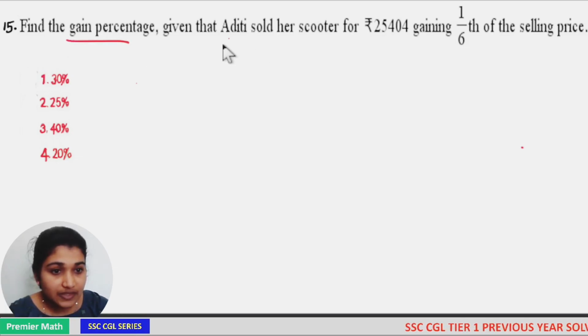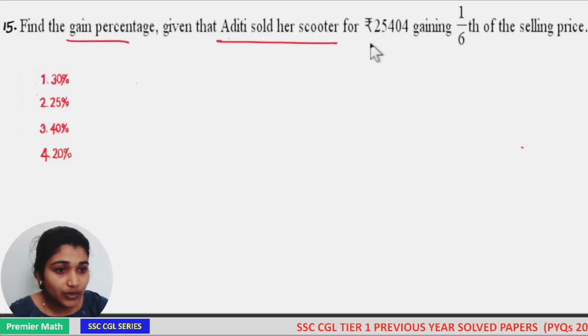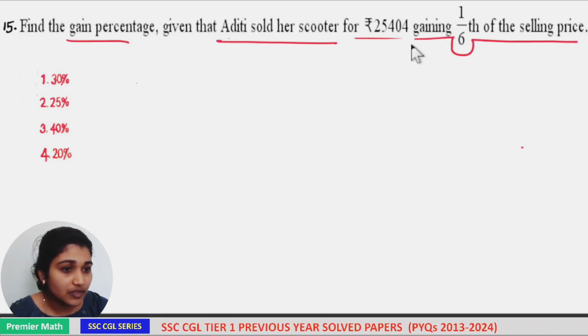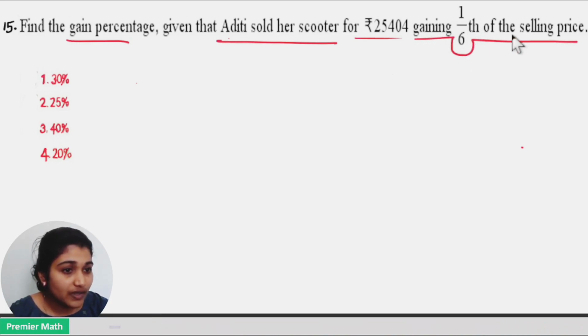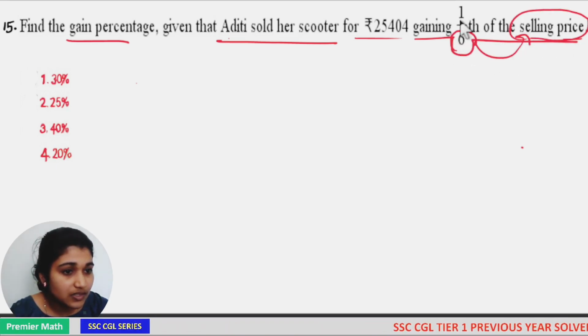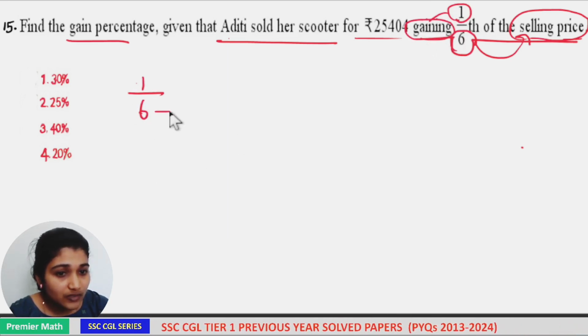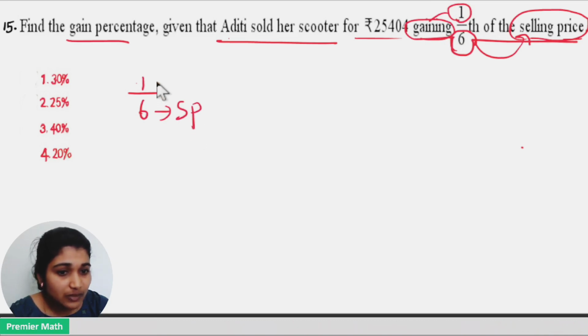Find the gain percentage given that Aditi sold her scooter for 25,400 for gaining 1/6 of the selling price. Here, gain as 1/6 of the selling price means this denominator 6 part represents the selling price on the right hand side, and this numerator 1 part represents the gain on the left hand side. So, gain is 1/6 of selling price means 6 part is selling price and 1 part is gain or profit.